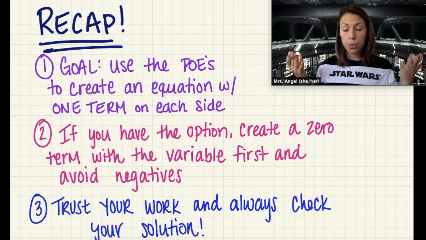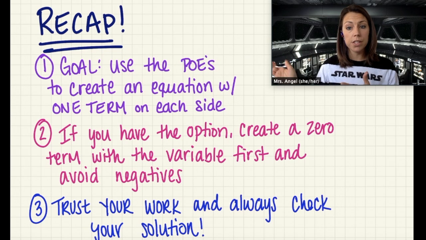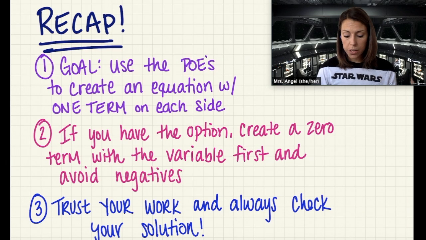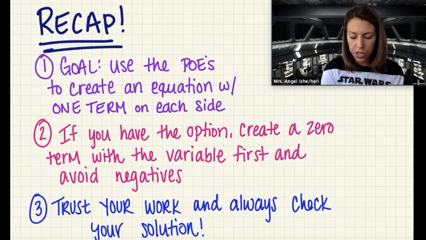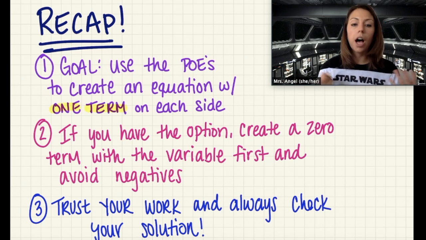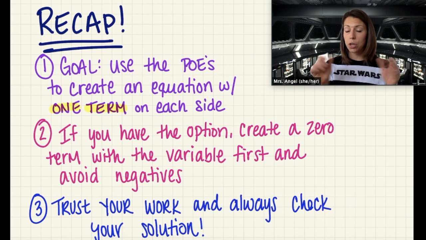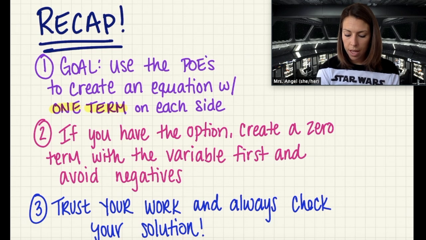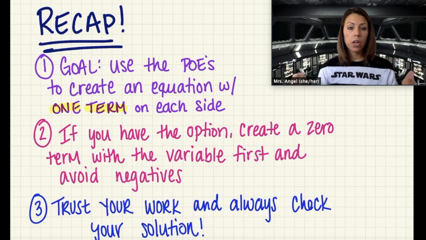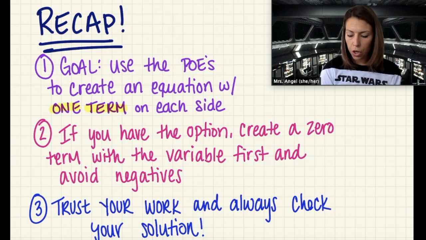Okay, so let's just do a quick recap before you leave and start working on problems on your own. Number one, the goal is to use the properties of equality, addition, subtraction, multiplication, division, mostly addition and subtraction, to create an equation that has one term on both sides. If you can get it down to a single term and a single term, your work's going to be pretty simple from there.